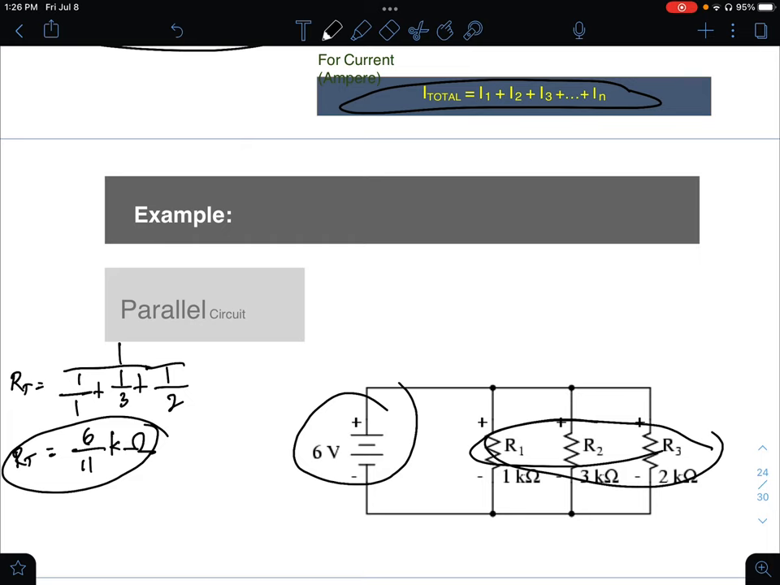Okay, so with getting I is equal to V over R. Since we already got the total resistance, you can just get 6 volts divided by 6 over 11 kilo ohms. That is milliamperes. The current is in milliamps. So 6 divided by 6 over 11, that is 11 milliamps. Okay?